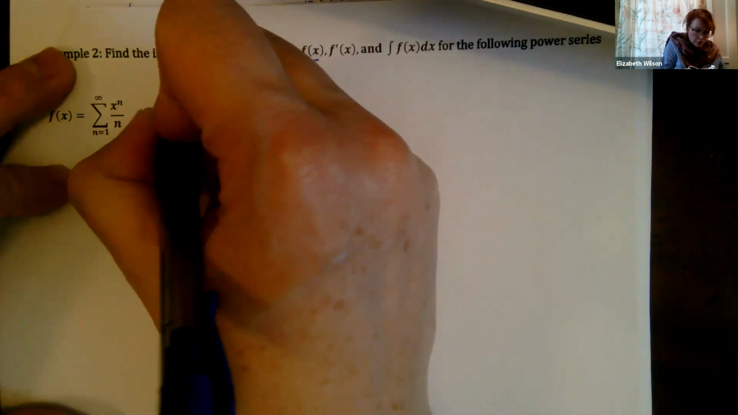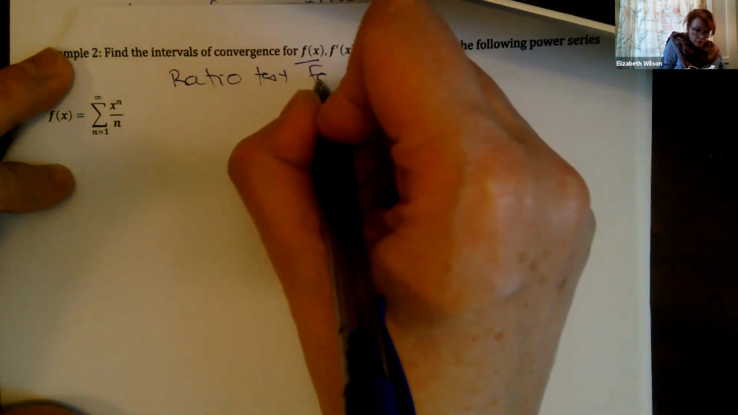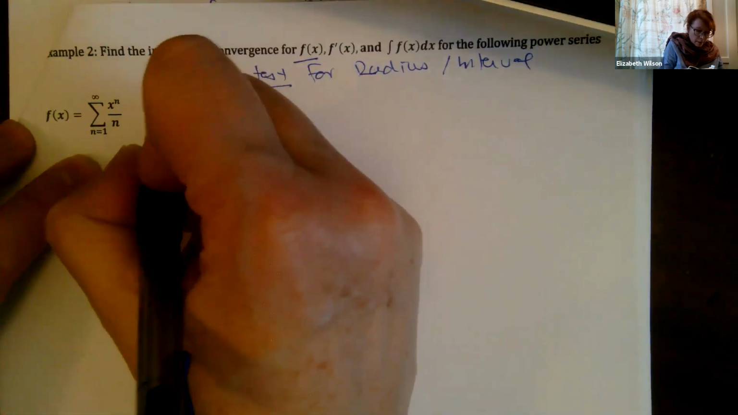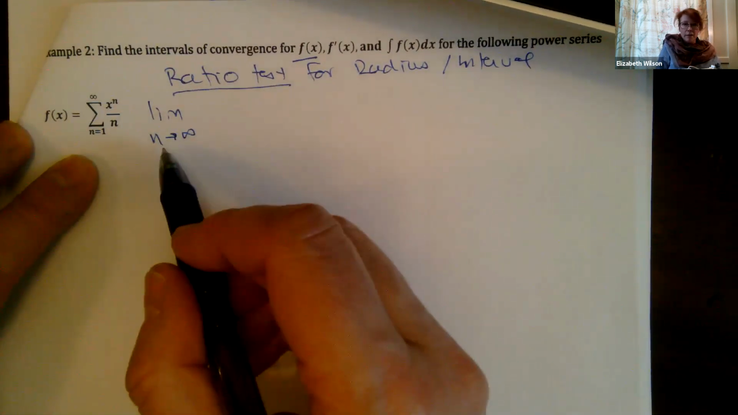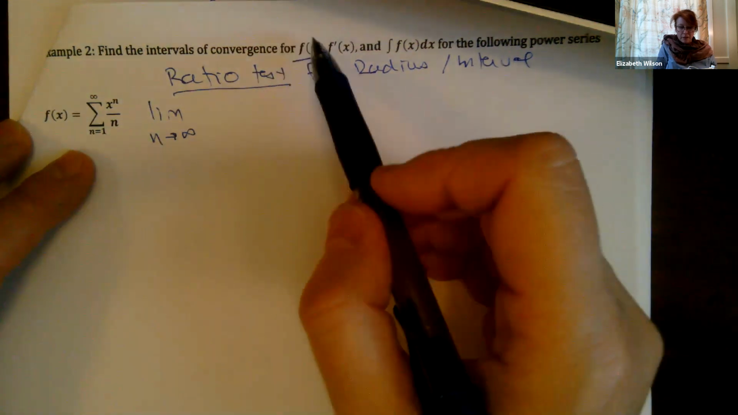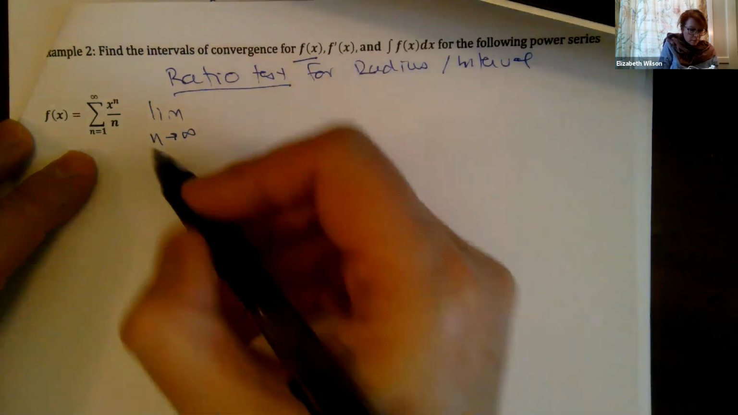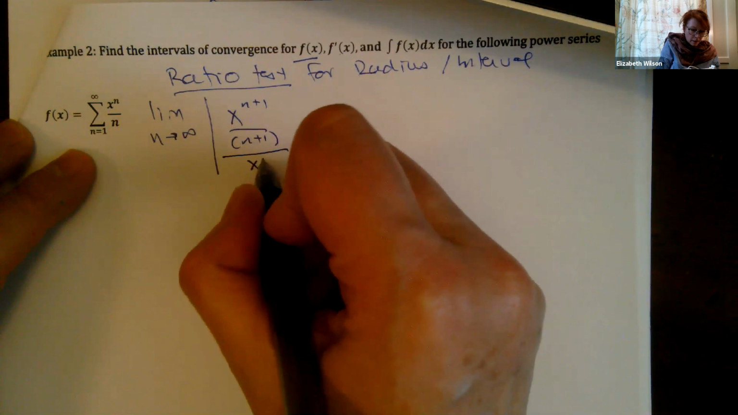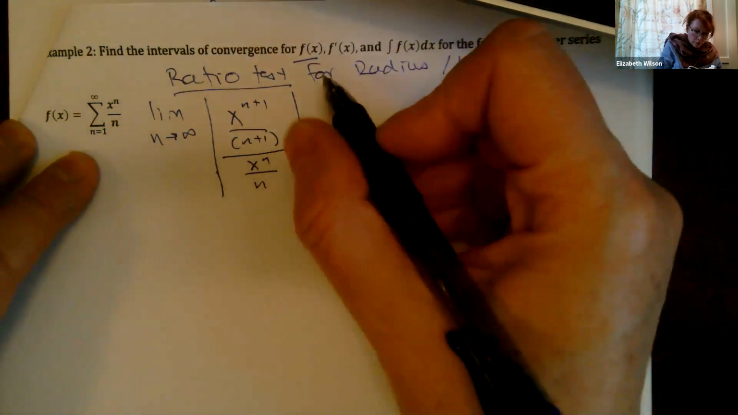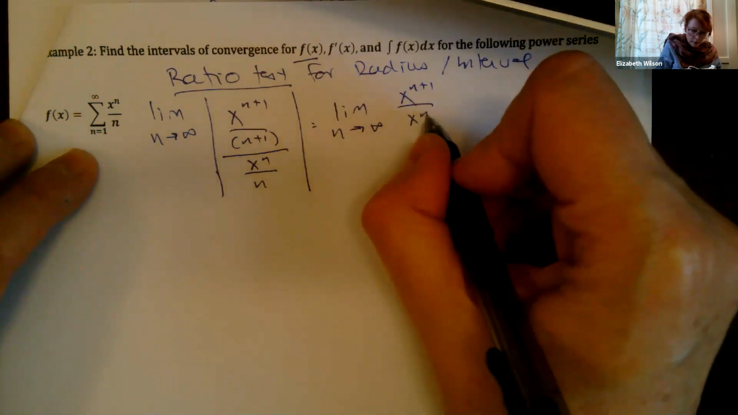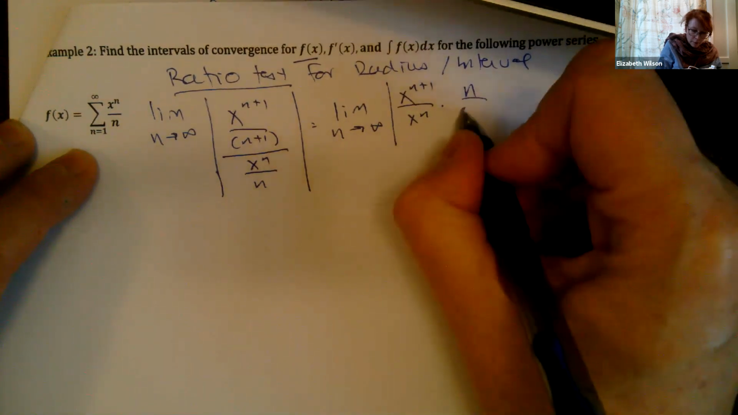So let's do our ratio test first, to test for radius and interval. The ratio test says we're going to take the limit as n goes to infinity. Be careful, the ratio test is a function of n, because we're looking at all these terms in our series, whereas when I take the derivative and the integral, it's a function of x. So the limit of x to the n plus 1 all over n plus 1, over x to the n all over n. This is equal to the limit as n goes to infinity. Let's group them together: n plus 1, x to the n, times n all over n plus 1.